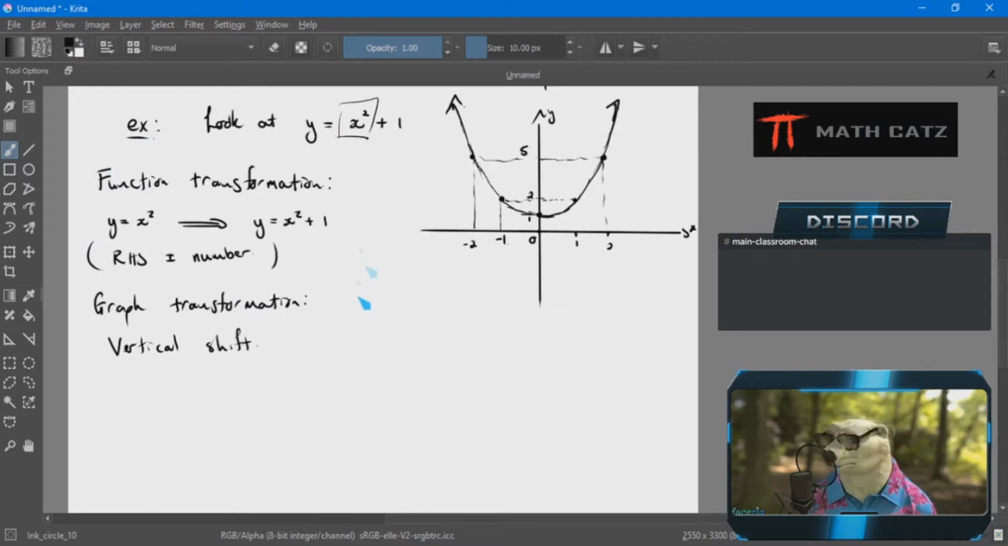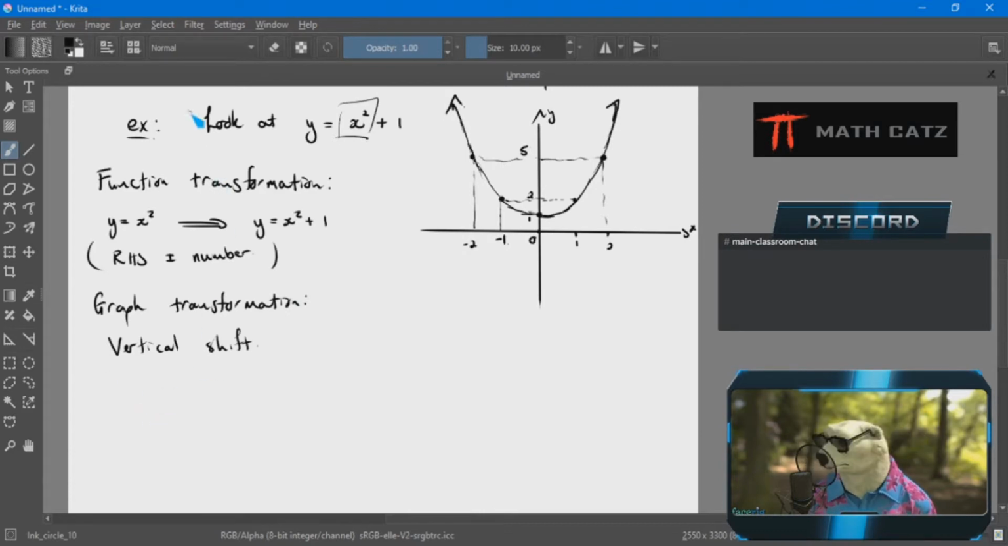Okay. People do this backwards. They just want to manipulate the graph, but the function changes, and then based on how that changes, the graph might change in a specific predictable way.